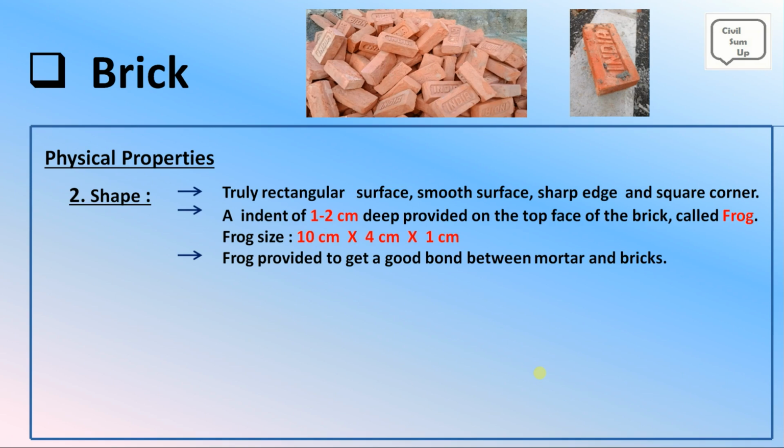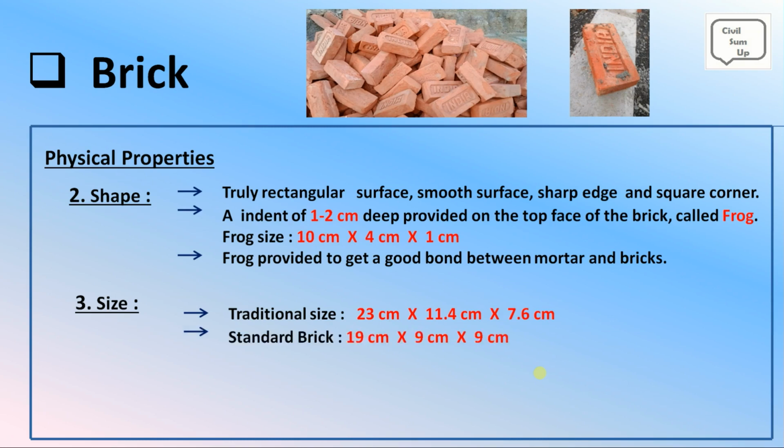Now the third physical property is the size. A brick should have a standard size. First one is the traditional size, that is 23 cm by 11.4 cm by 7.6 cm, and standard bricks, that is 19 cm by 9 cm by 9 cm, and nominal or modular bricks with mortar, that is 20 cm by 10 cm by 10 cm.